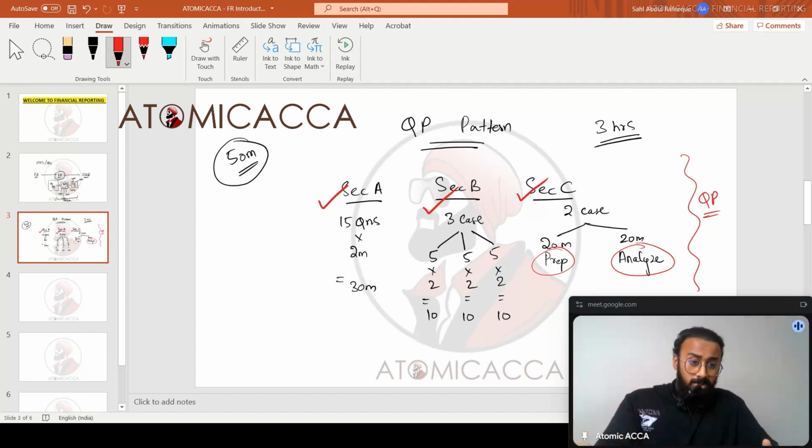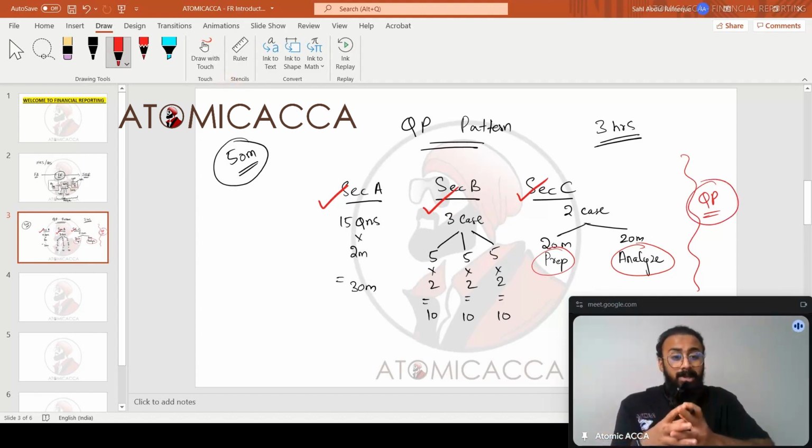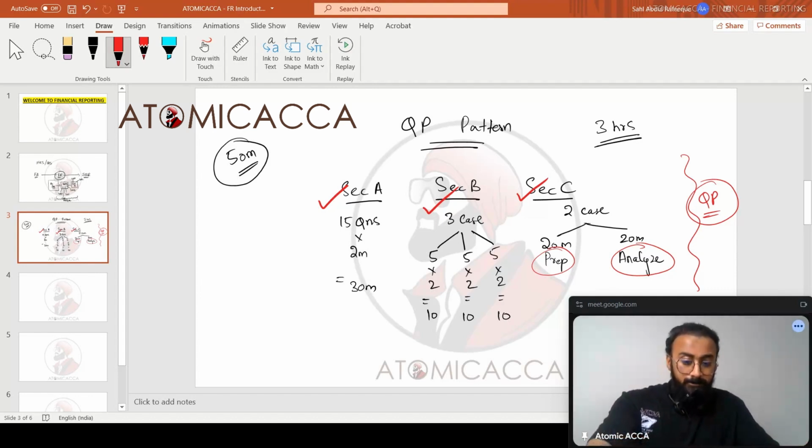How to get through these things, how to manage your time, how to manage your situation when you panic in the exam, all this we will be discussing when we practice question papers in the end. So this is how our entire learning system would be throughout your syllabus for FR.